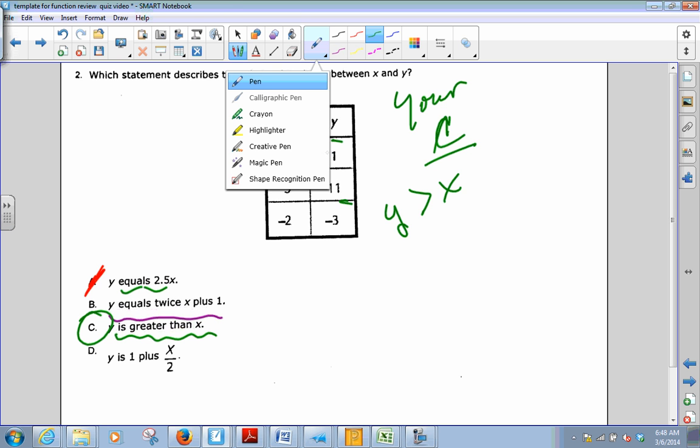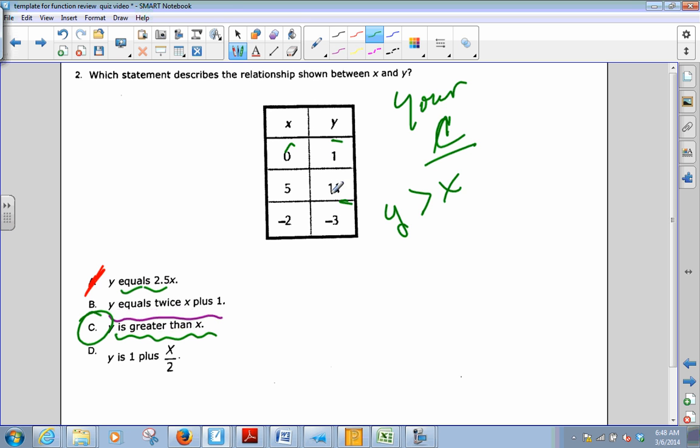Oops, sorry, my screen froze for a second. Y is greater than x because 1 is greater than 0. 11 is greater than 5. But, oh, here's the problem. Negative 3 is not greater than negative 2. When you're dealing with negatives, okay, negative 2 is actually less negative than negative 3. So that's why C would not be the right answer.